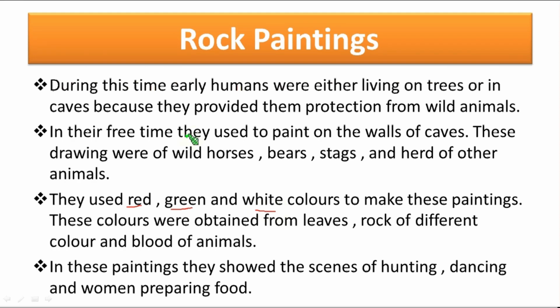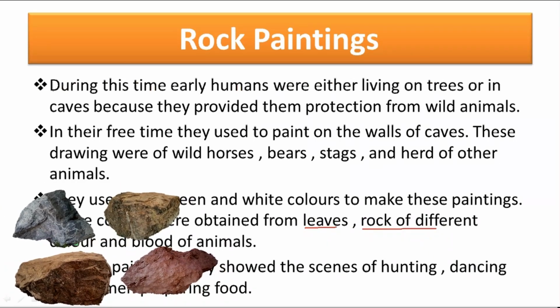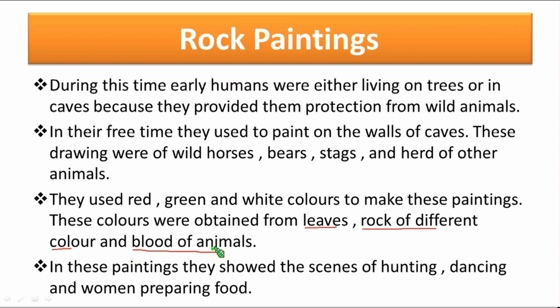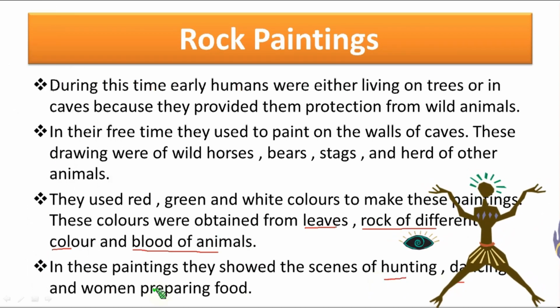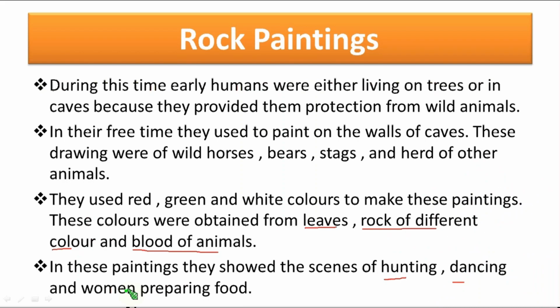And maybe you are wondering how they were obtaining these colors. So these colors they were obtaining from the leaves, rocks of different colors, and from the blood of animals. In these paintings they showed scenes of hunting, dancing, and in some they showed women preparing food. Such paintings can be seen in Bhimbetka, which is situated in Madhya Pradesh.